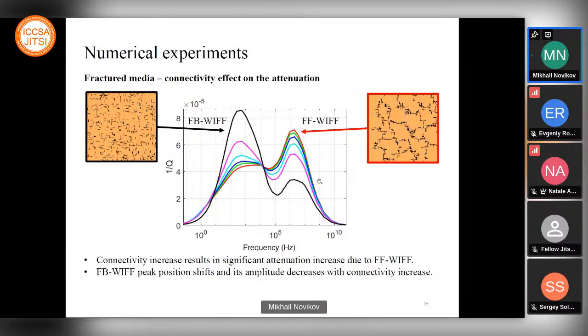And as expected, for the second high frequency peak, which corresponds to fracture wave-induced fluid flow, we can see the increase of its amplitude. So the main thing here is we can clearly see a significant change in attenuation trend with the change of fracture connectivity. I need to note that in all models, the concentration of fractures was the same.